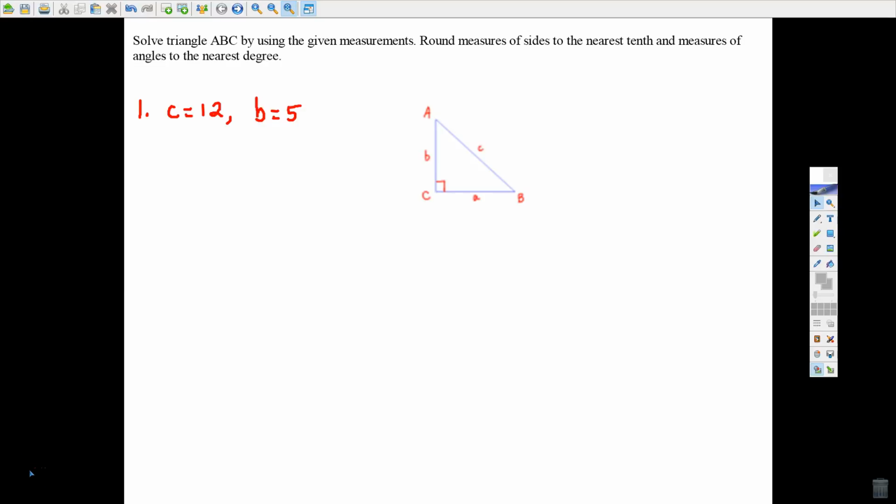These are the solutions for the Chapter 9 test review sheet. So let's get started with problem number 1.